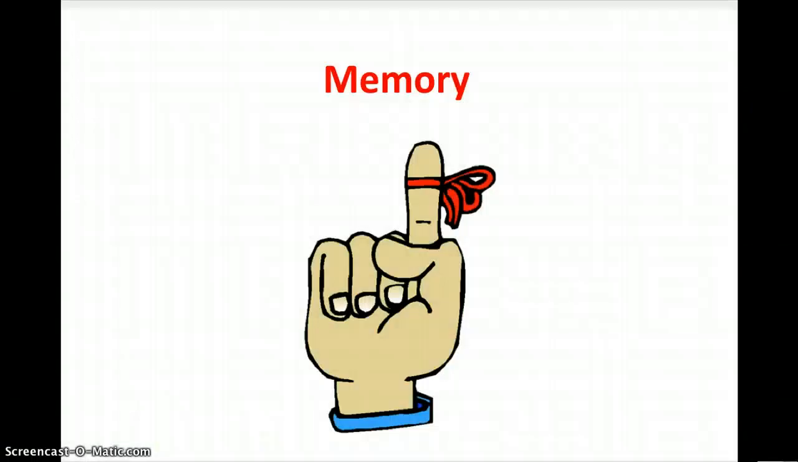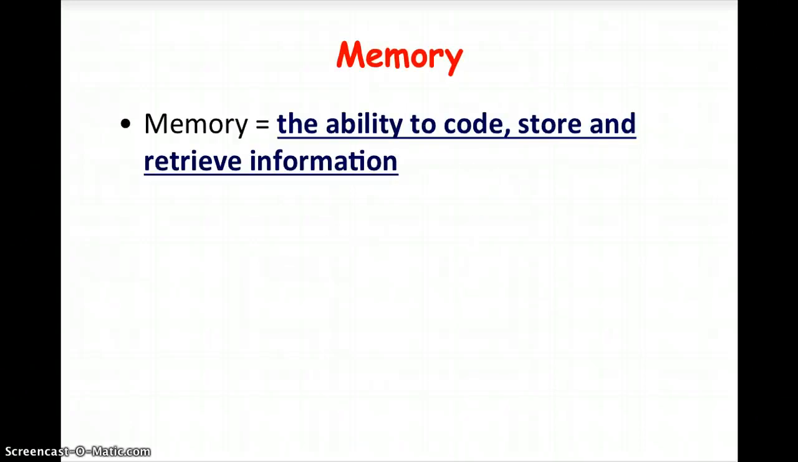All right, so here's your long-awaited screencast over memory. So memory is your ability to code, store, and retrieve information. So it's how you get information into your brain, how you store it, and how you get it out for when you need it later.